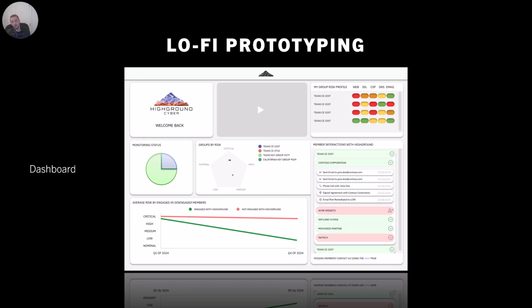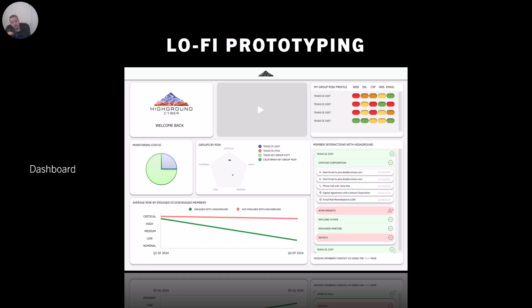I thought it would be cool if members and their interactions with Highground could be documented in kind of a timeline using some of the CRM data that we might have over in Dynamics. Didn't end up implementing it. And similarly, we didn't implement the engaged versus disengaged risk metrics over time because of the complexity involved in that and the timeline that we were on.